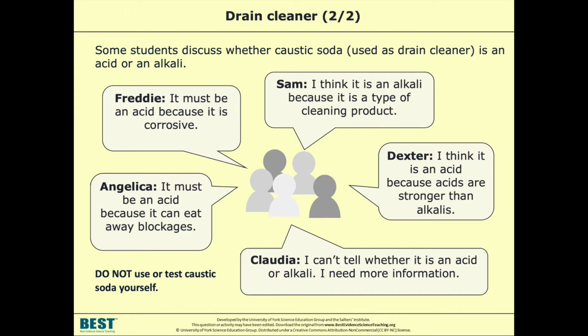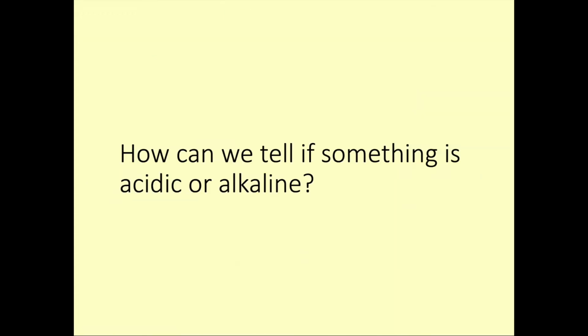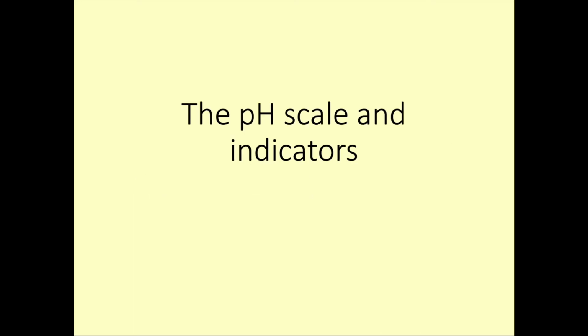Claudia says that she can't tell whether it is an acid or alkali. She needs more information. So Claudia is probably the person who I would agree most with, because none of these statements, or none of the information that we've been given, is enough to determine whether it's an acid or an alkali. So this brings us on to our focus of this lesson, looking at how we can tell if something is acidic or alkali. So today we're going to be looking at the pH scale and indicators.